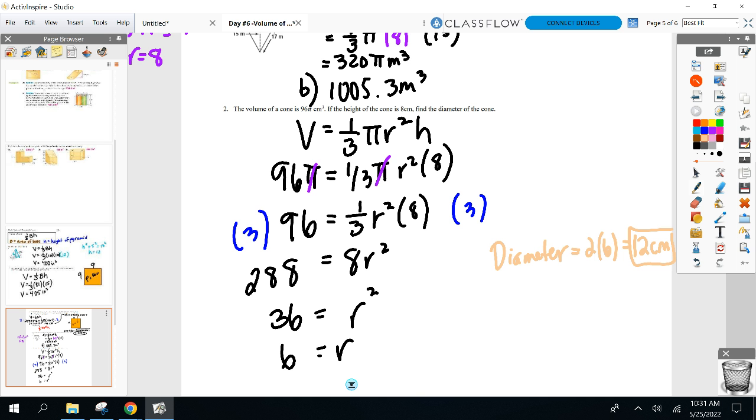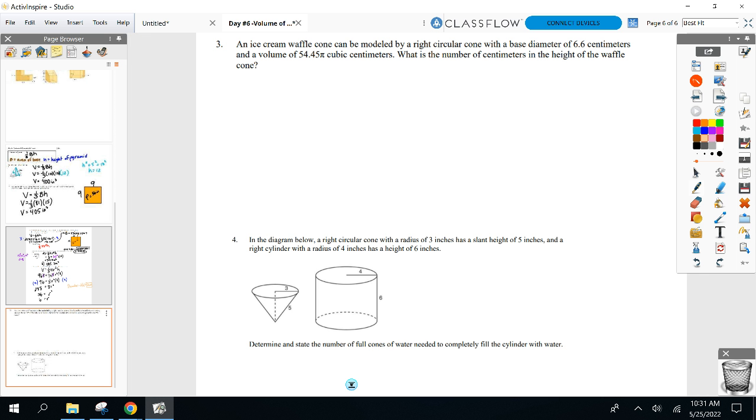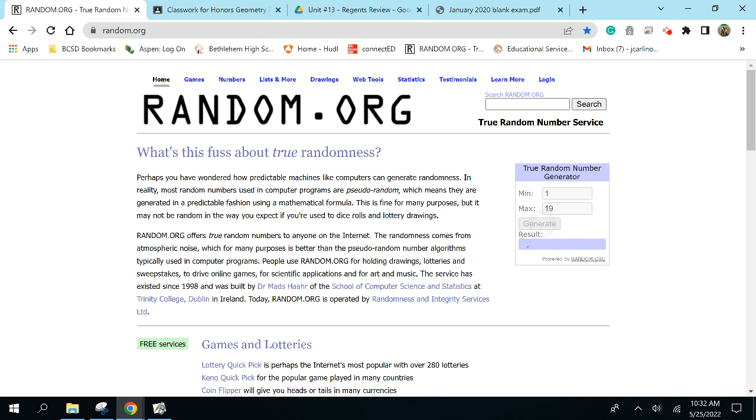One more together. Last one's on your own. Oh, the ice cream waffle cone. Perfect. What's the height of the waffle cone? Okay, so the volume they give me, 54.54 pi, equals 1/3 pi. What are you plugging in for R? What's going in for R on this one?